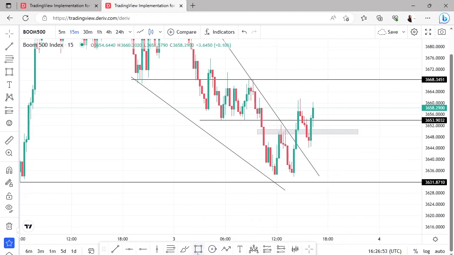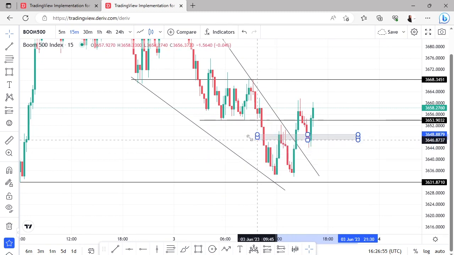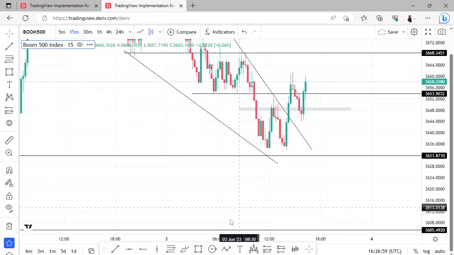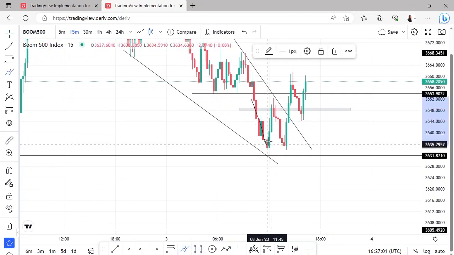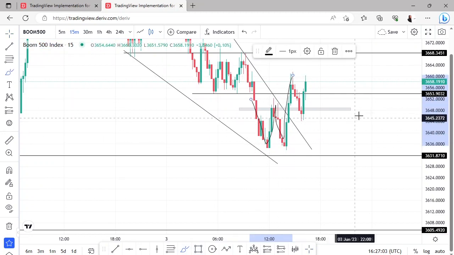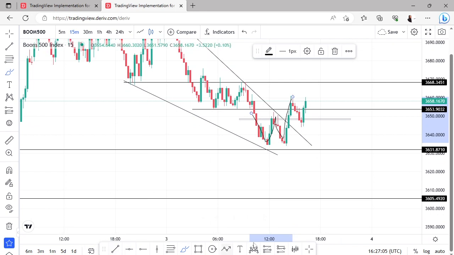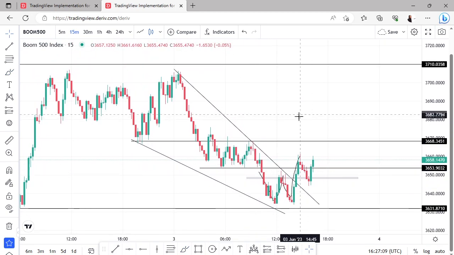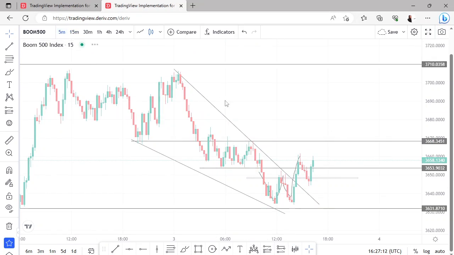Then it also gave us what? A W pattern over here. It gave us a W pattern over here. So overall we can see the market is almost ready to buy.